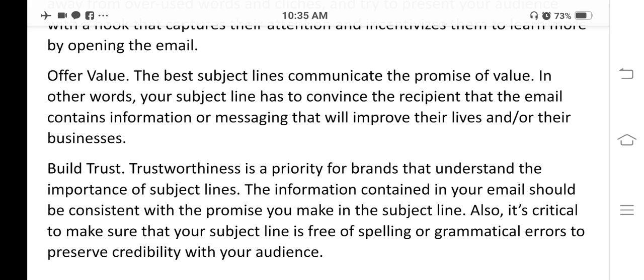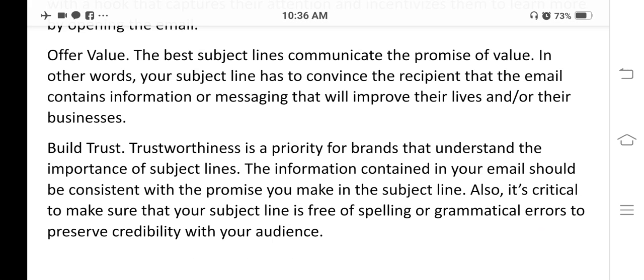If you have written a different subject line and your content is totally different, that is not going to help you. So that is why your subject line and your content must be related to one another. So these are the certain things that you should keep in mind when you write a subject line. We'll be continuing with the same topic in the next video.